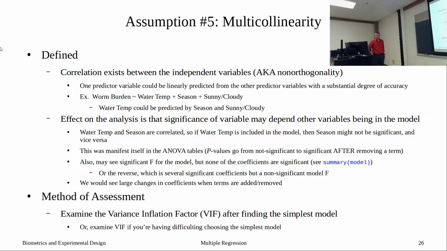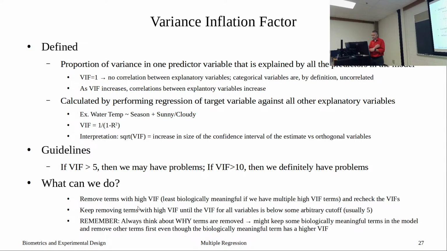So the best way to go about it is to check our variance inflation factors first before proceeding with our model simplification. And then proceed with your model simplification and recheck your variance inflation factors. If you're having difficulty choosing, check your variance inflation factors first.